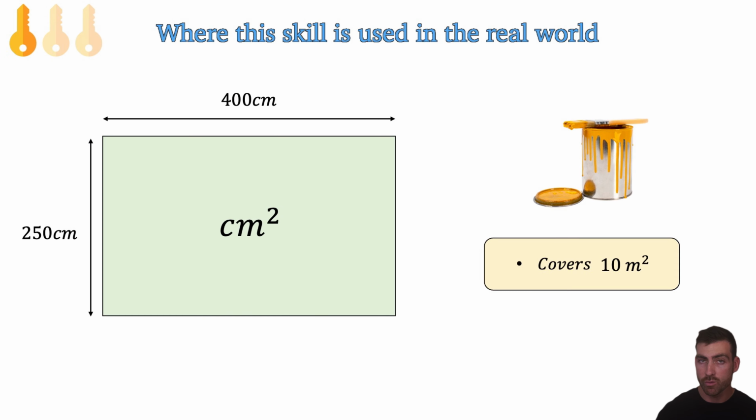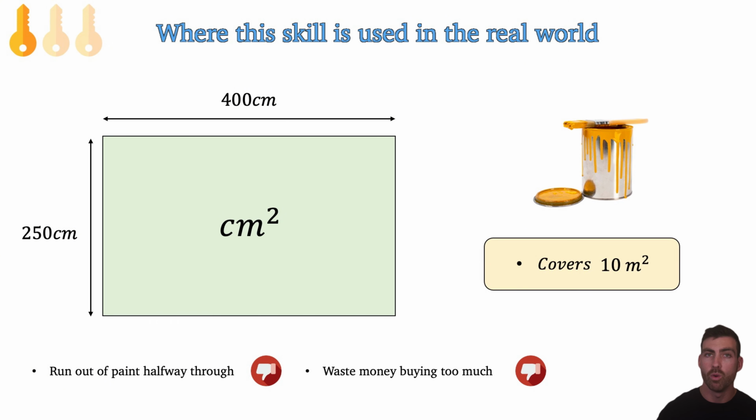Because if you get this wrong, you might run out of paint halfway through or waste money buying too much. And here's the key issue. You can't compare square centimeters to square meters because they are different in size. To solve this, we need a way to convert area units.